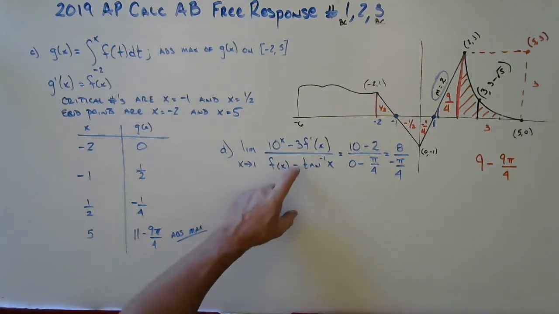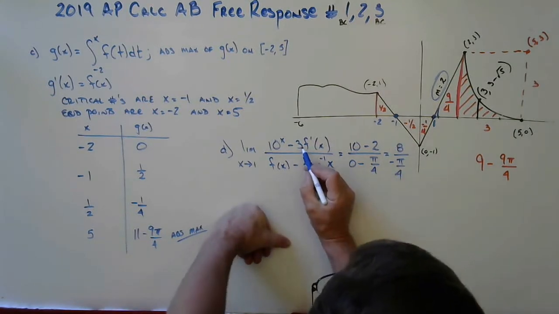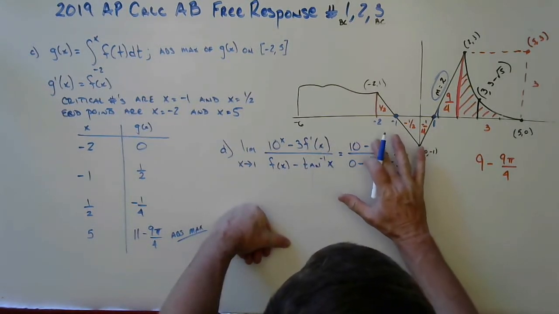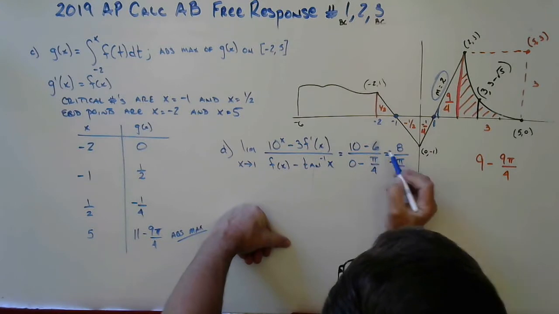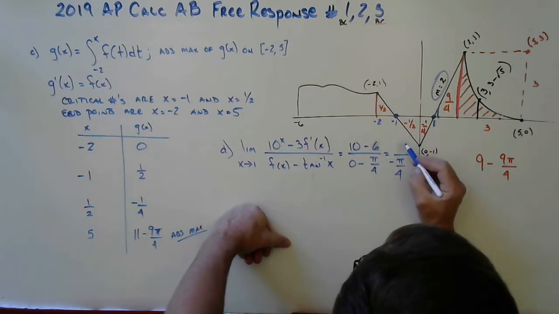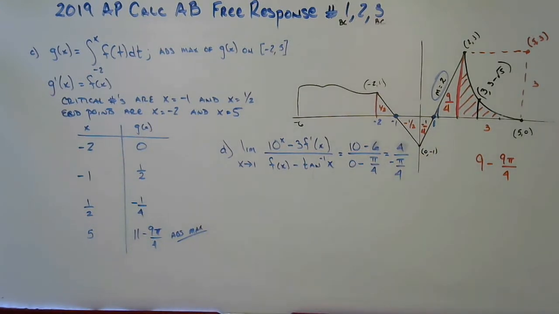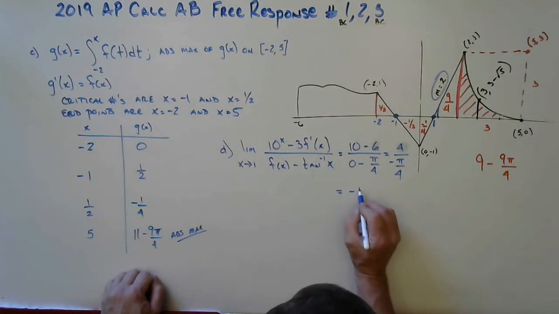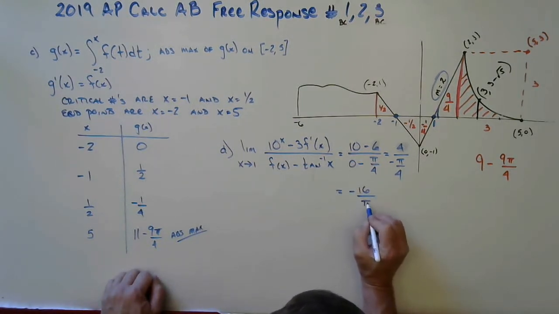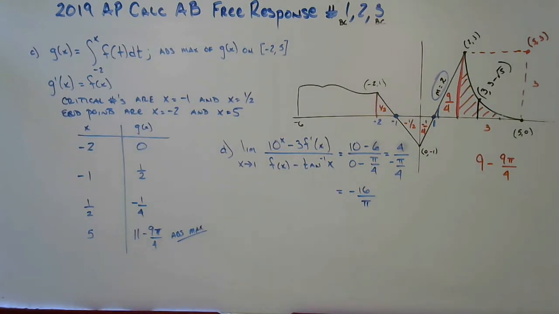Oh, I forgot to multiply by the 3. This is 3 times 2. This is 6. Hey, I caught that one. So this is 4. There we go. 4 divided by negative pi over 4. So what does that equal? That equals negative 16 over pi. I don't know. Let's see if we got that one right. Yeah, I think we did.